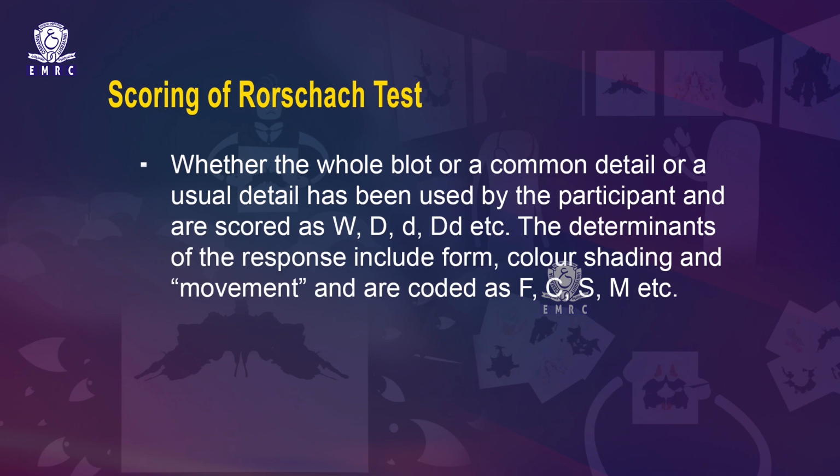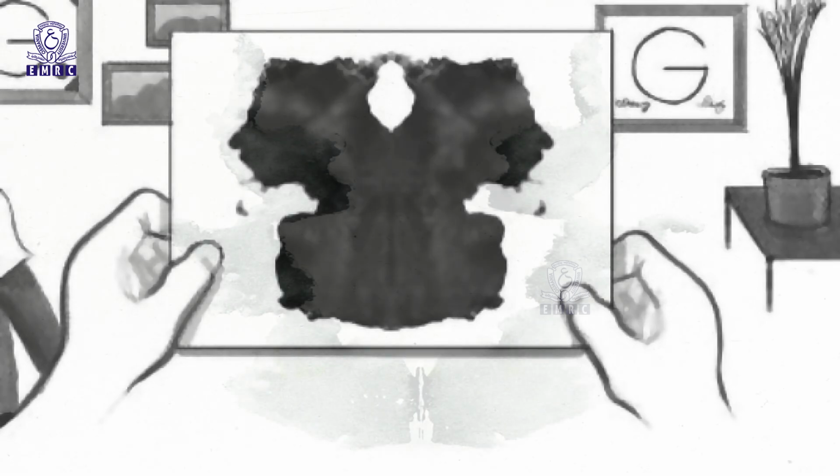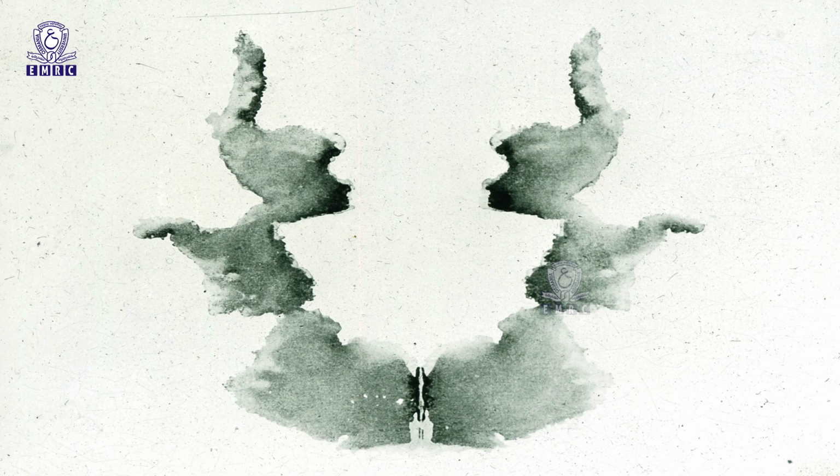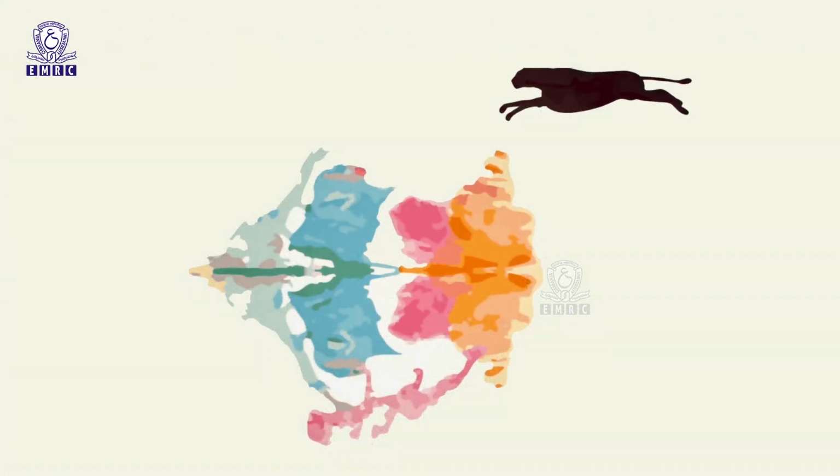The determinants of the response include form, color, shading and movement, and are coded as capital F, capital C, capital S, capital M, etc. The participant's perception of the blot as a moving object is scored in context of movement. The various types of movement include human movement, animal movement, etc. The form quality of responses may depict the precision with which the response matched the location used, or their originality.